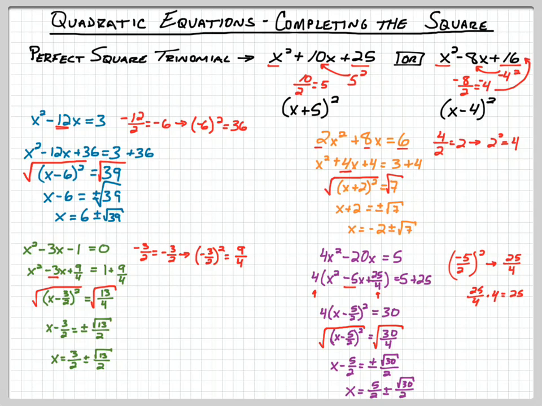Sorry, I forgot to add 5 halves over to the other side. Make sure that you're accounting for everything that you're adding to both sides, and that you're not actually shortchanging yourself like you might do in the purple equation here. So that's how you complete the square with a number of examples there.